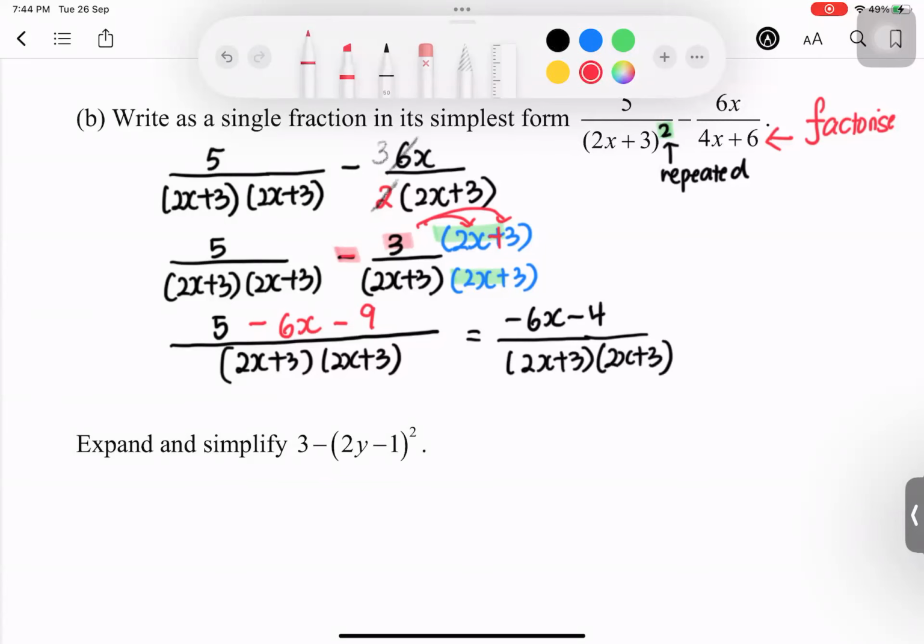Then one more step. Is this the final answer? Check, check. Is there any common factor? Can you factorize this one or not? Okay, got common factor, right? Got common factor 2. So you have a negative 3x minus 2, or some of you want to take out the negative number, also can. There will be 3x plus 2. Then you notice, nothing else to cancel already. Okay, final answer. Is this okay?